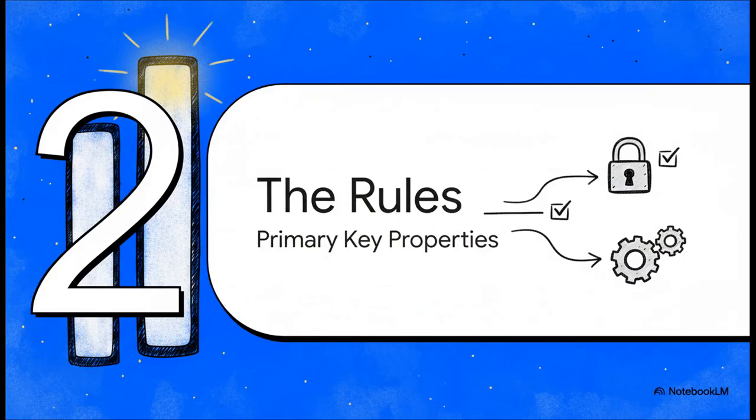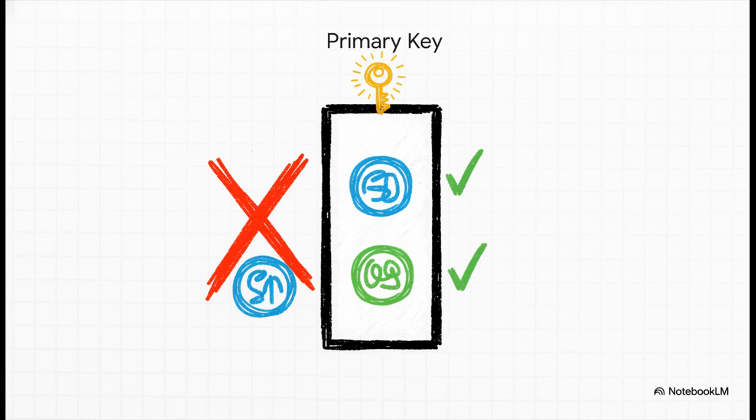Now, for a column to actually work as a primary key, it has to follow 2 rules. They're super simple, but they are absolutely non-negotiable. Let's take a look at what they are. First up, and this is the big one, every single value in the primary key column has to be unique. You simply can't have 2 customers with the ID 101. The database itself won't even let you do it. It'll throw an error. This is the core principle that just stops duplicate records in their tracks.